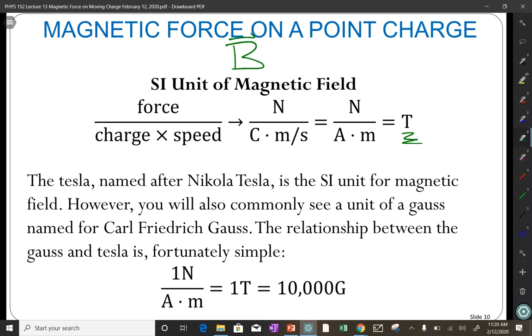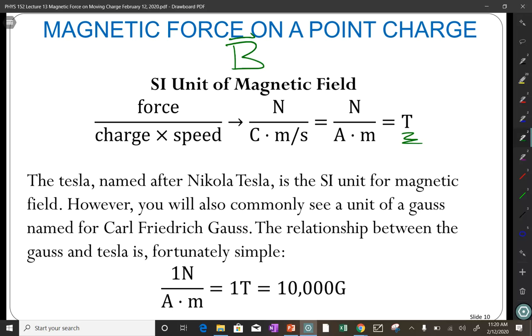Another common unit that you see for magnetic fields is the Gauss. And I'm always really clear: we pronounce this word Gauss. It was Carl Friedrich Gauss's last name, not Gauss. And 1 Gauss is simply 1/10,000th of a Tesla, or 10,000 Gauss is 1 Tesla. So it's a very simple conversion between the two.